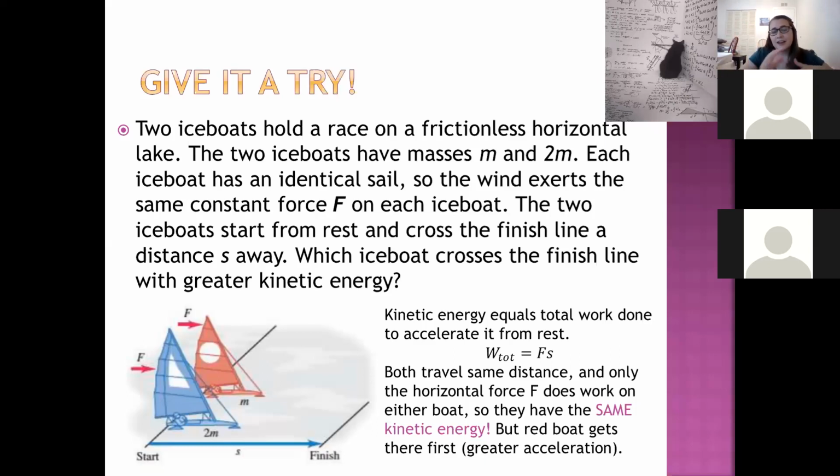The red one gets there first. It goes faster because it has less mass. It has more acceleration. Remember Newton's second law? Net force equals mass times acceleration. So if they have the same force and one has a smaller mass, then it has to have a bigger acceleration. So the red boat will win. It will cross the finish line first, but they will both have the same kinetic energy as they're crossing the finish line.